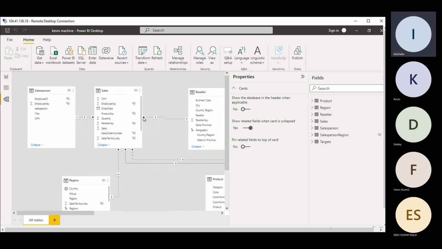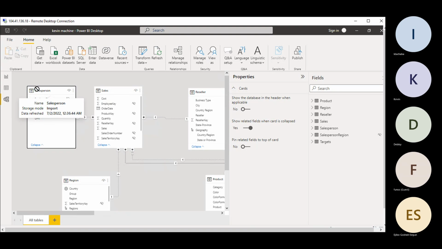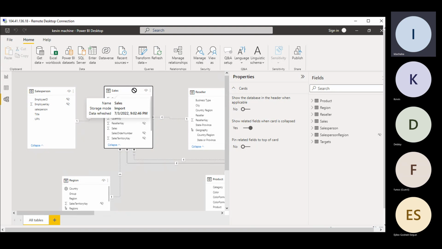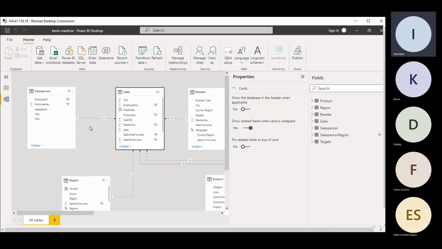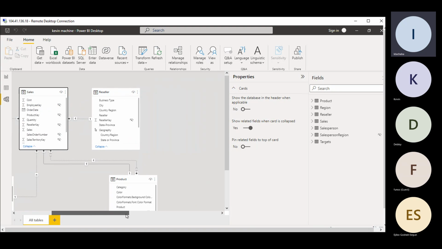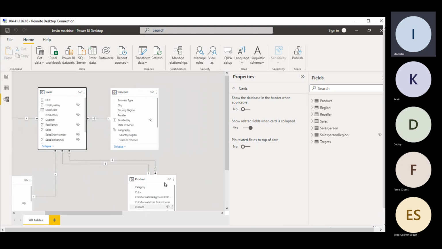So this star is saying many. Why is this one saying one? So this relationship is saying one to many. Of course, when you look at sales, it has many entry points. If you look at salesperson, this person has one. So you can see one to many relationship. You can see this one also has many relationships.